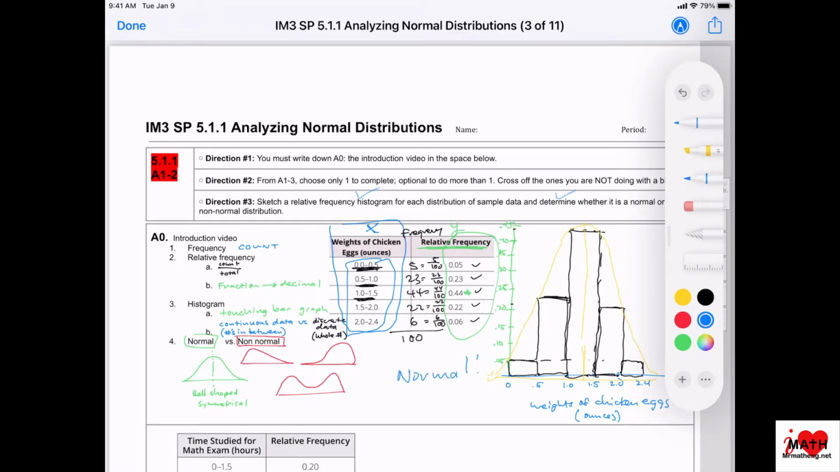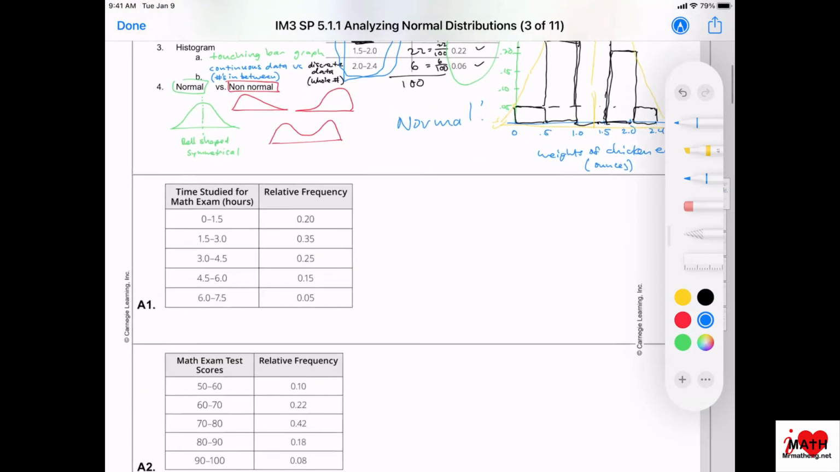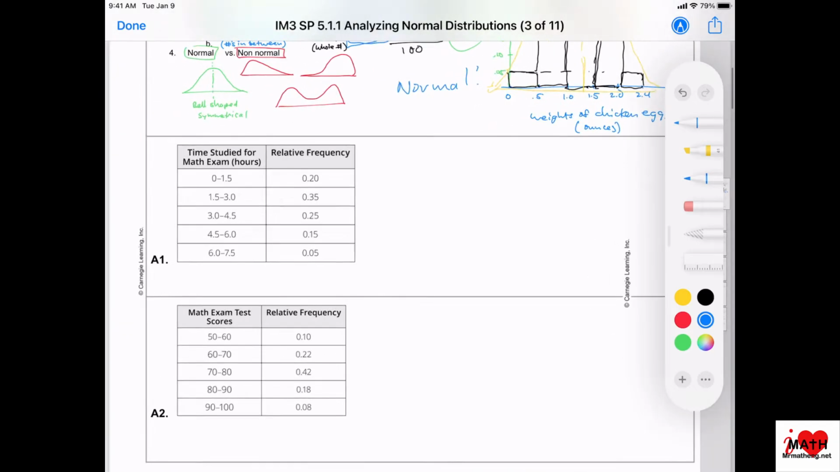Okay, and that's the introductory for A0. All right, let's go ahead and create one now for A1. So on A1, we said that this is my x-axis. So let's go ahead and draw the x-axis and just draw those numbers.